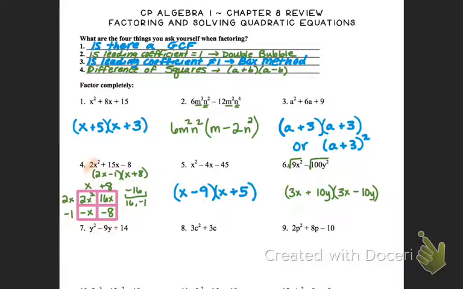Number 7, we have y squared by itself, no GCF. We can go right to the double bubble. What multiplies to positive 14 but adds to negative 9? That's going to be negative 7 and negative 2.